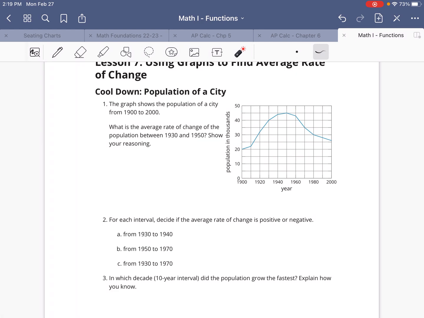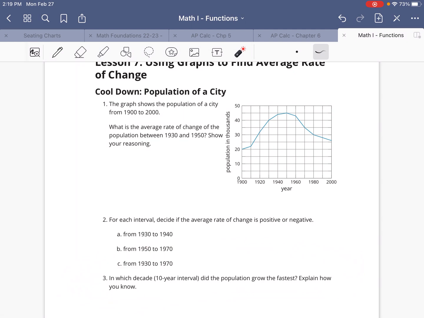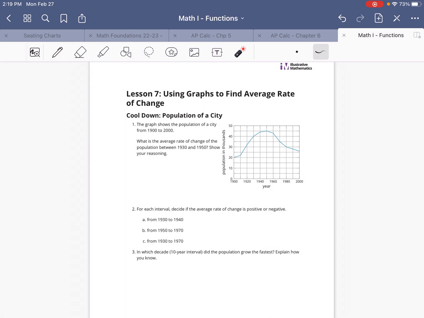Well, average rate of change, again, is just the slope of a line. So if between the 2 points the slope is up, it should be positive. If between the 2 points it's going down, then it should be negative. And then this last question: in which decade, 10-year interval, did the population grow the fastest? Remember, the steeper the line, the faster something is changing. You should be able to just look at the graph, or you could find the average rate of change between every decade, but that takes a little bit longer. Anyway, if you have any questions, let me know.